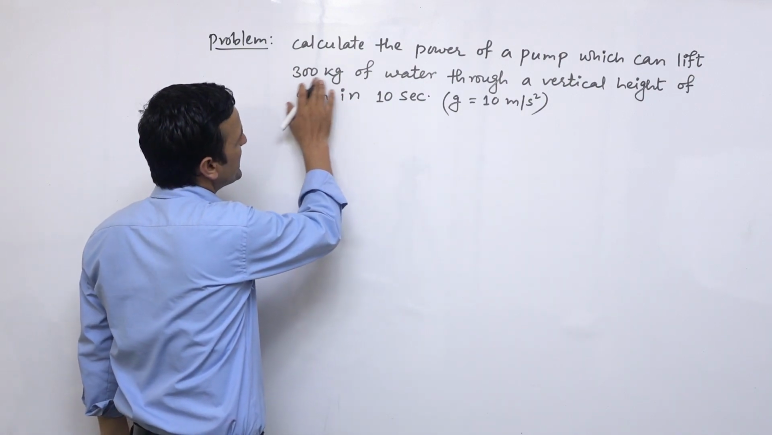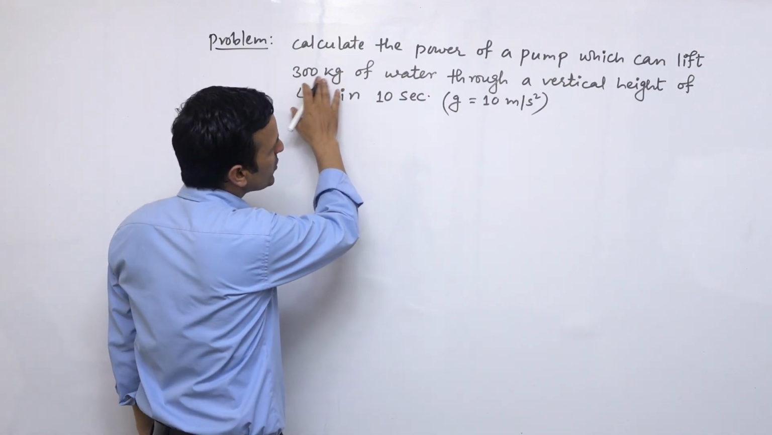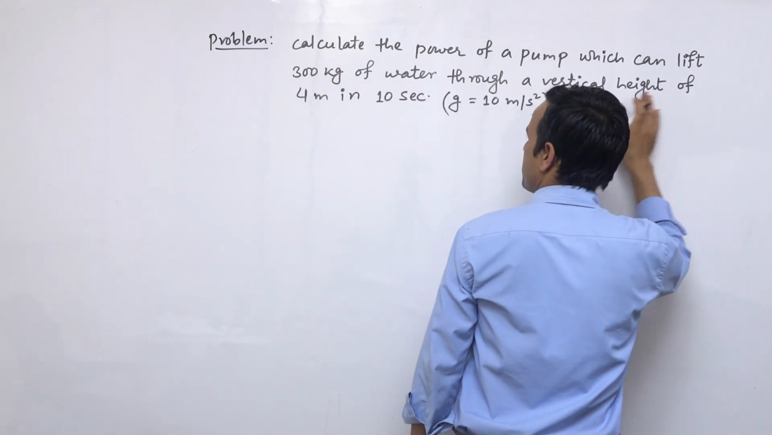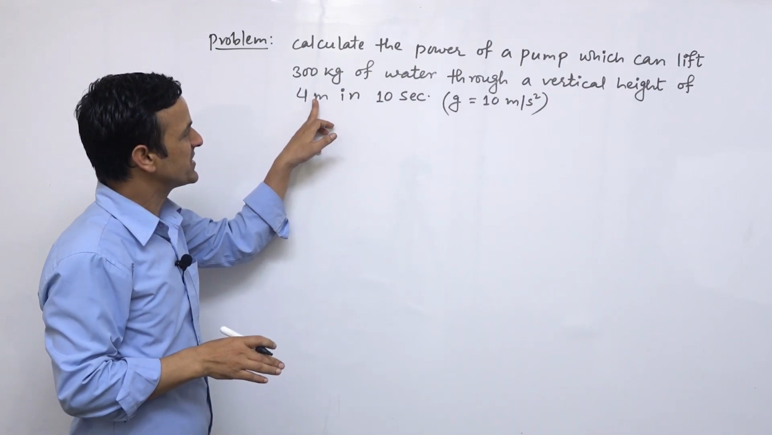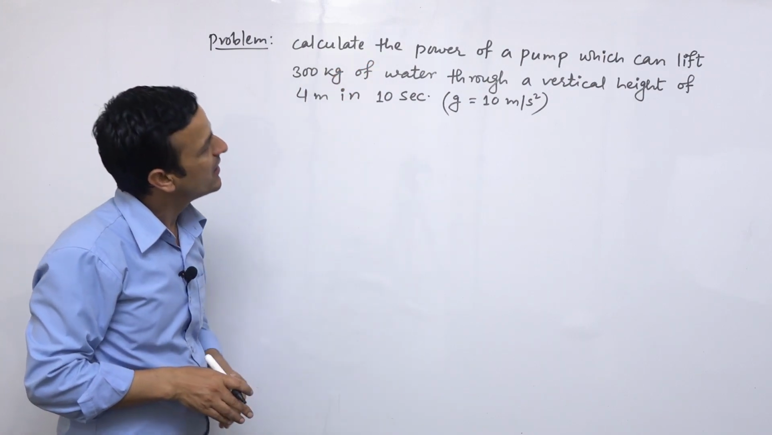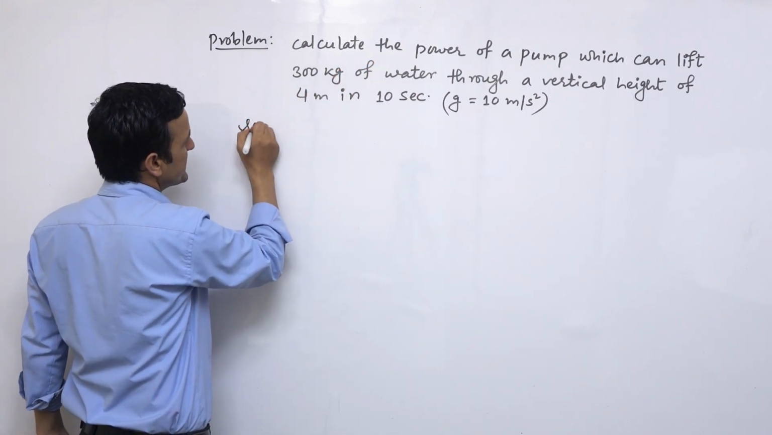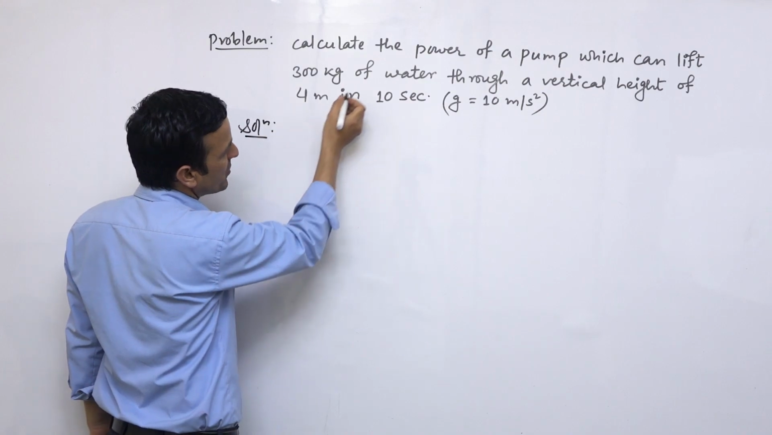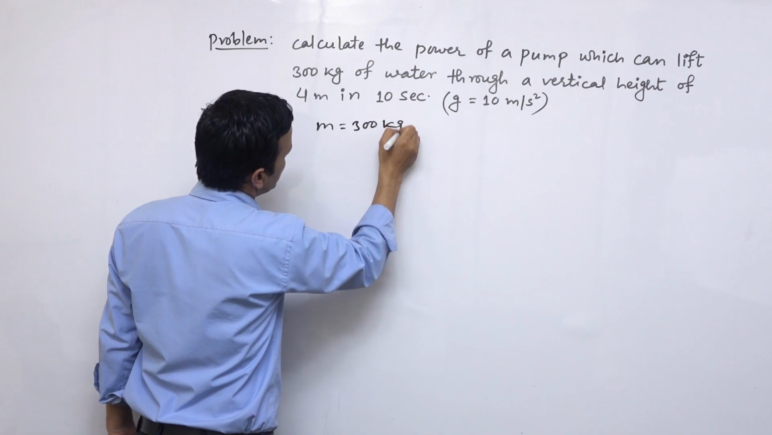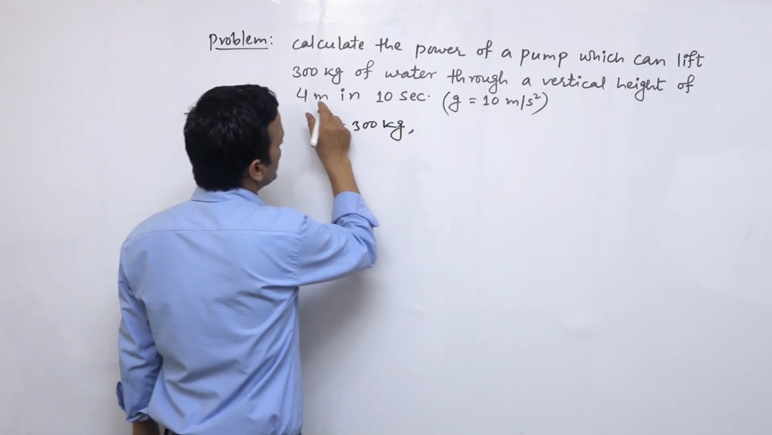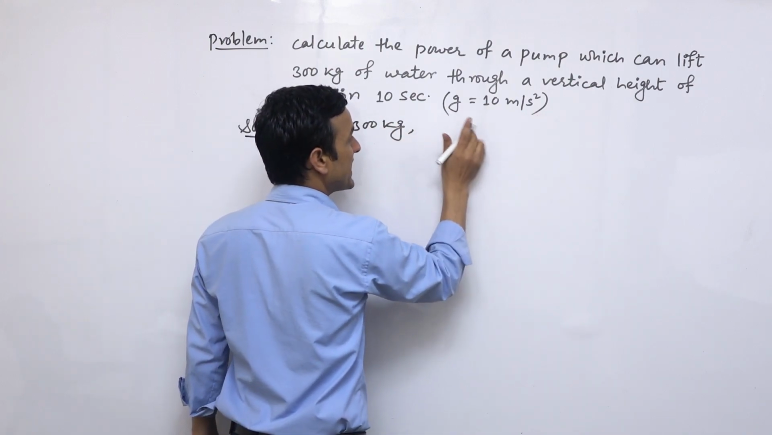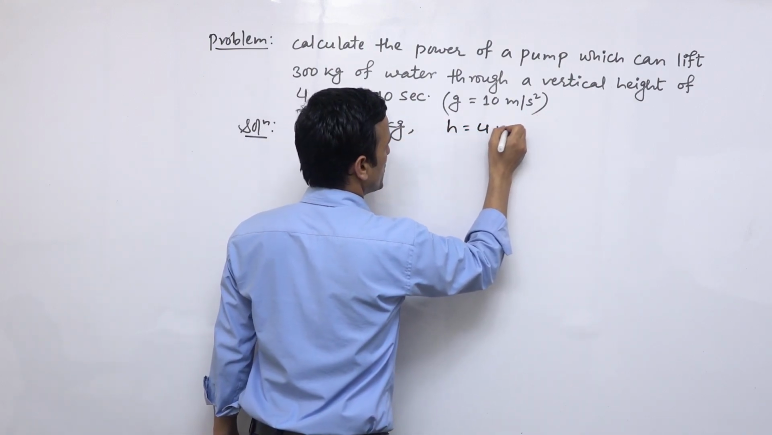जसको लागि we are given this question, which can lift this kg of water through a vertical height of 4 meter. Height is given, mass is given, time is also given. And now we are going to find the power. So let's point out all the terminology. So mass is equal to 300 kg. This is mass. And 4 meter means it is distance. It is the height of this one. So height, like S नै लेखौं. H is equal to 4 meter.